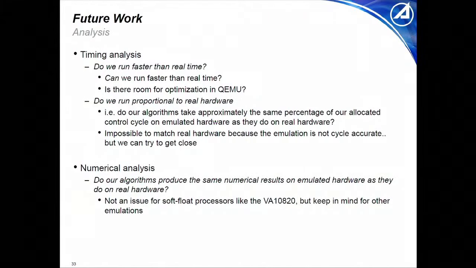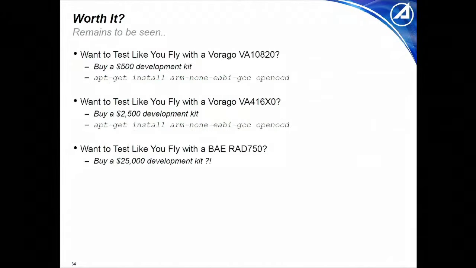And then I think this big bullet point's really important. Obviously, do we run faster than real time is important, but do we run proportional to real hardware? We're kind of selling this as an emulated processor. It should feel like the processor. Do our algorithms take approximately the same percentage of our allocated control cycle, whether we're running on real hardware or emulated hardware? We don't know. That would be a good analysis to do.